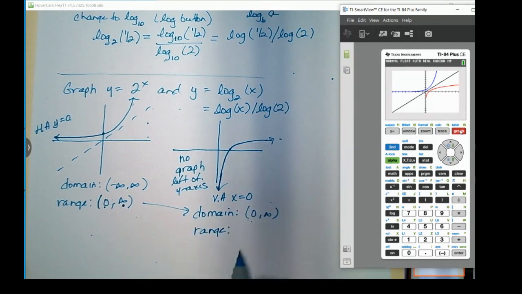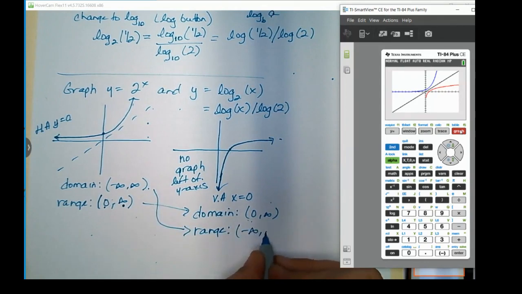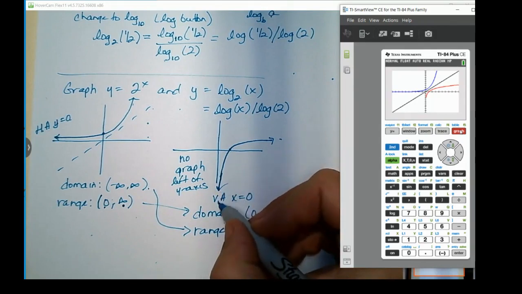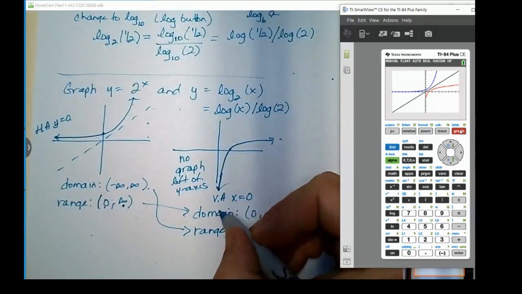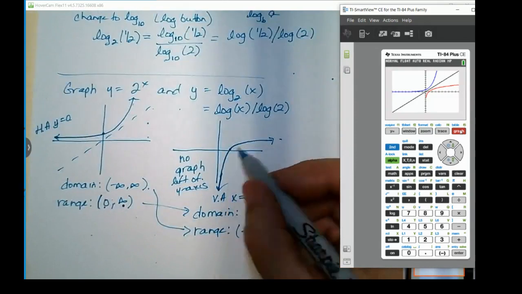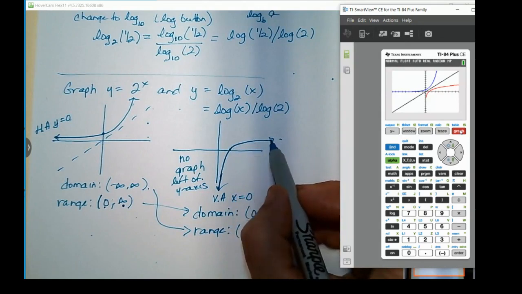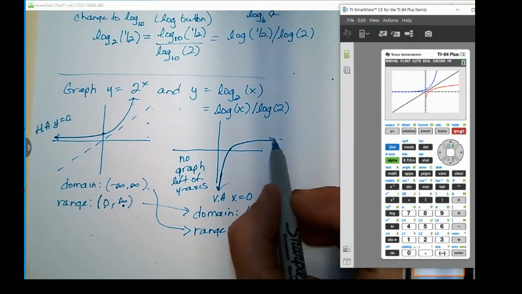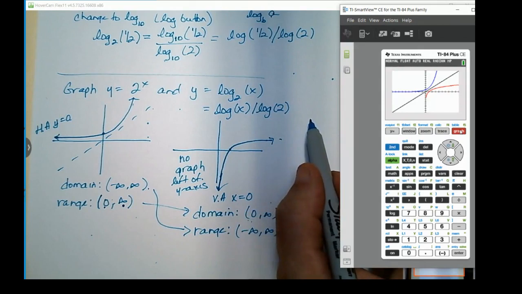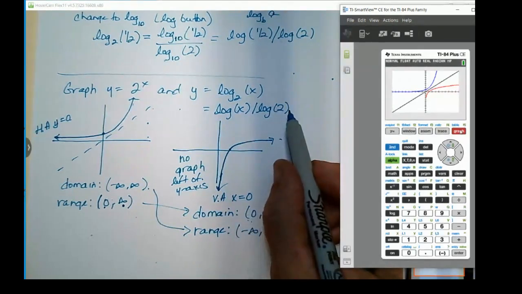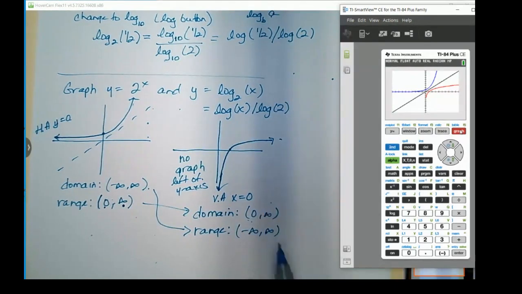Then the range of this one is going to be the domain of the other one, which is negative infinity to infinity. We can see that on this graph because this keeps going down. So our range goes from negative infinity, and after we go through here and make this sharp turn, it is going to keep going up. It's just going to go up pretty slowly. Our values are going to keep going up, so they go all the way up to infinity.